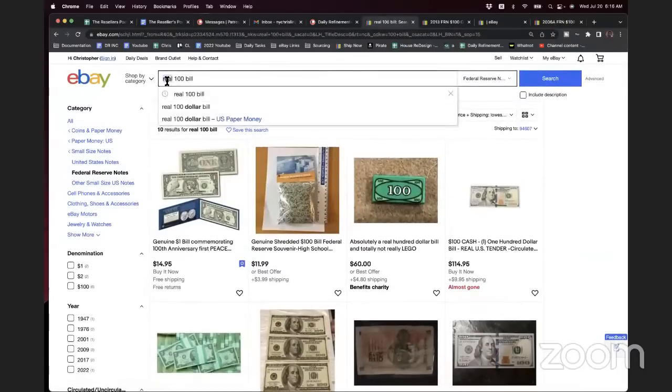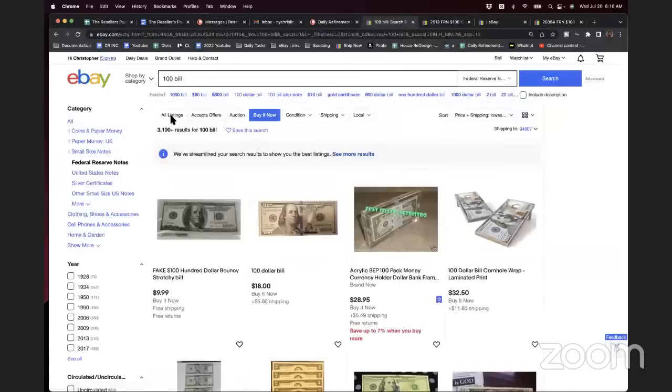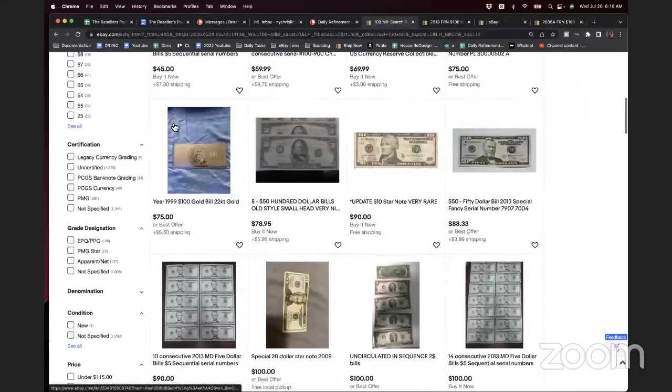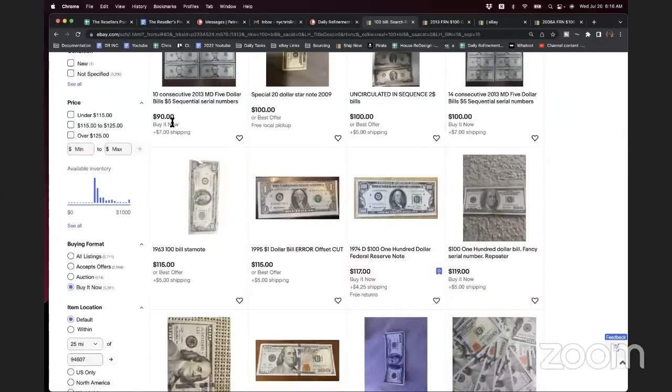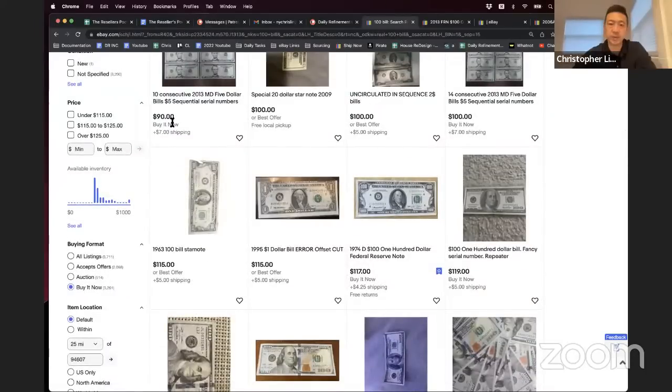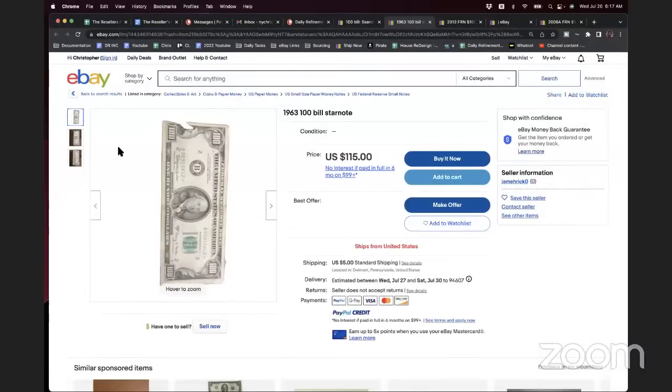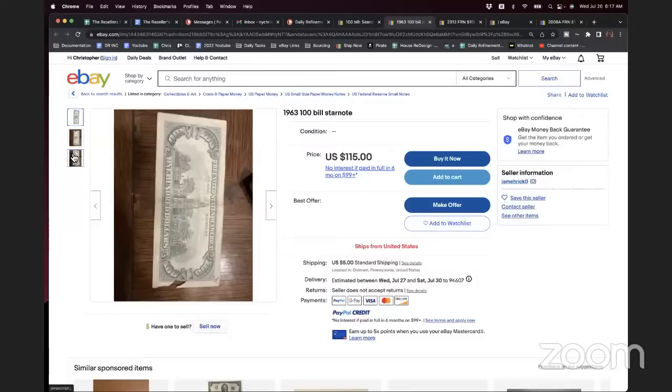The feedback's like 204. And it says he sold 12, two available. Let me see real quick. No, this one is cheaper. This one's 120 shipped. It's interesting because if you search low to high, it didn't come up. It also shows up if you type in $100 bill, but not the real $100 bill.